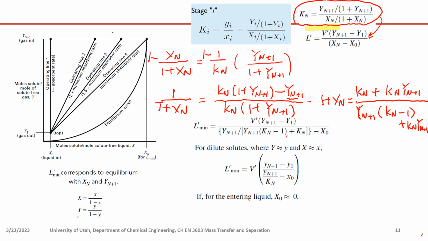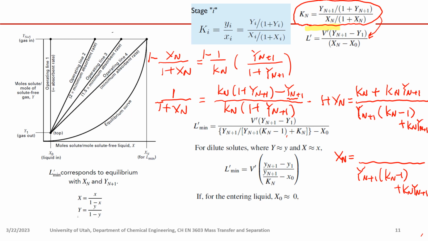Now, next thing you do, just subtract 1 on both sides. On the left, you have xn. On the right, you have yn plus 1, kn minus 1, plus kn yn plus 1. Okay, then we have 1 of that's going to be this whole term minus this whole term. Let's see what that is.